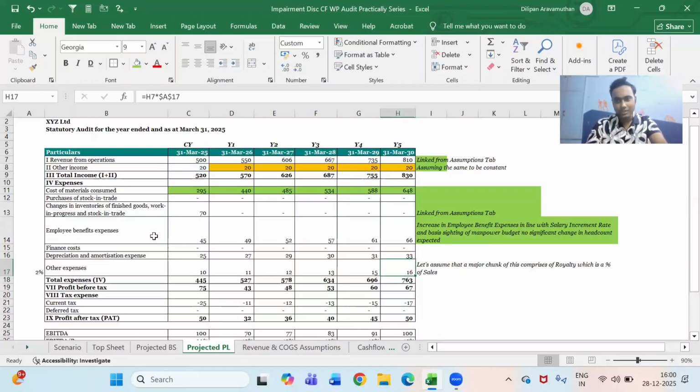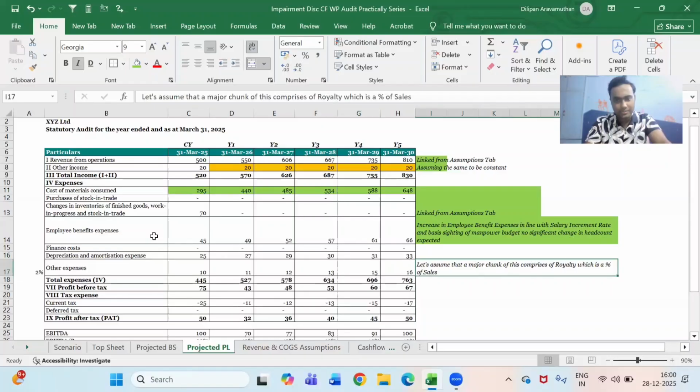You can go through this file, because I'm providing you this file also for absolutely free, so don't worry about that. So this is how we get comfort over other expenses also, guys. But let us say there are other major expenses, like consumption of stores and spares, or maybe your rates and taxes are there to a significant extent, or maybe your repairs and maintenance is there to a significant extent. Then you need to understand it line by line.